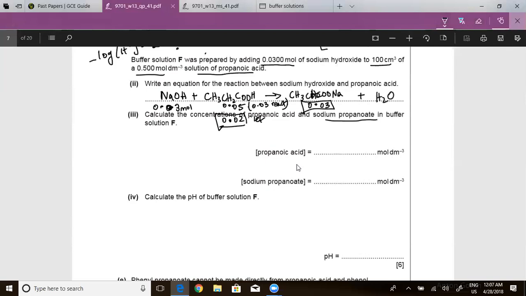अच्छा, वैसे तुमने थोड़ा सा, I think, concentration of propanoic acid is 0.5. अच्छा नहीं, सॉरी, 100 सेंटीमीटर की. My bad.